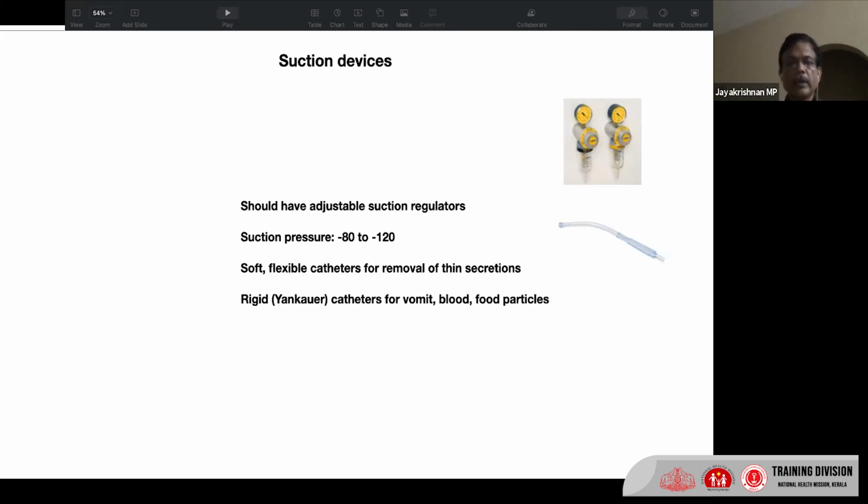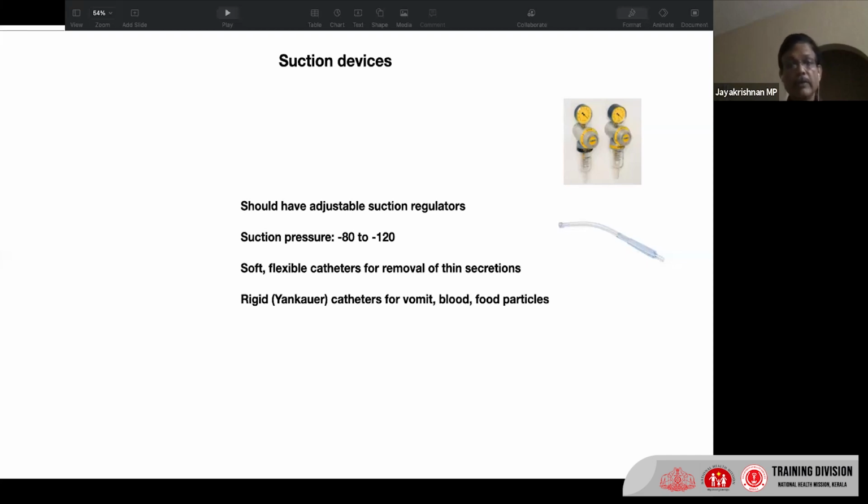That's very important. And if you use a suction apparatus with less than -80, it may not be effective. The type of catheter you use also matters. Thin flexible catheters are used for endotracheal tube suctioning or suctioning of thin secretions. Thin flexible tubes may be all that is needed. But rigid catheters are also very important to be kept in the crash cart. I hope all our hospitals have crash carts now, because it's very important that you are prepared for the emergency.